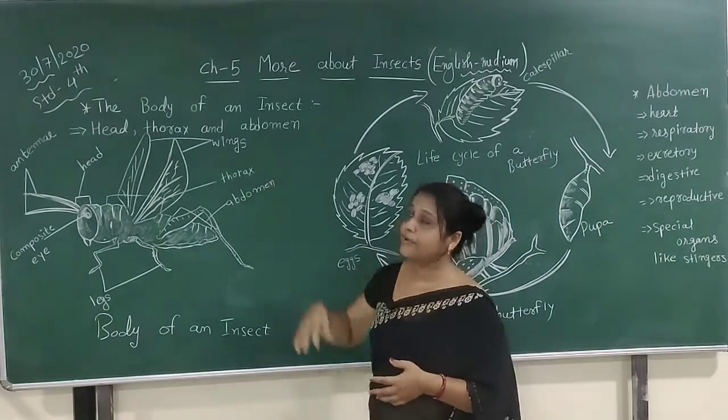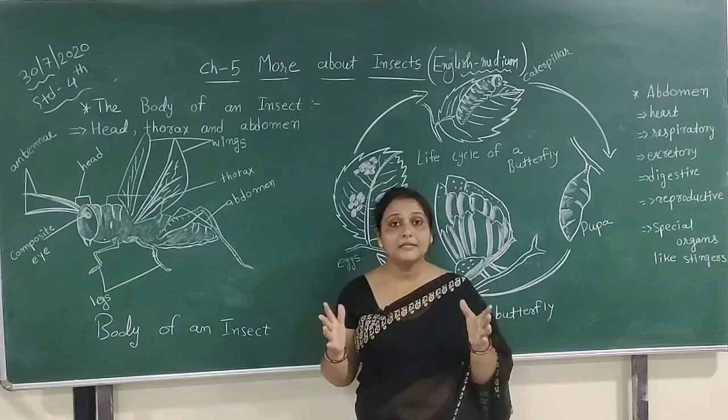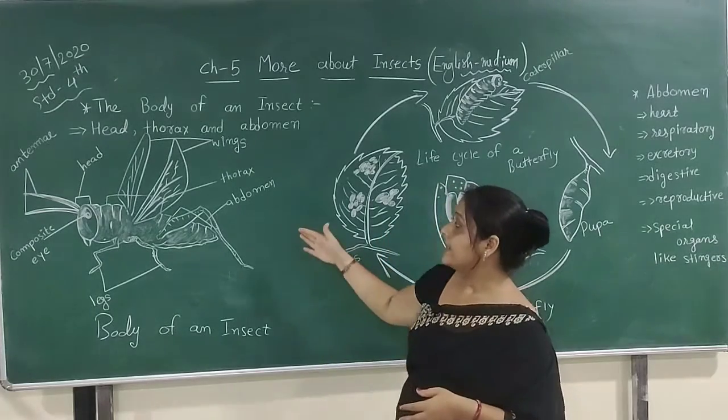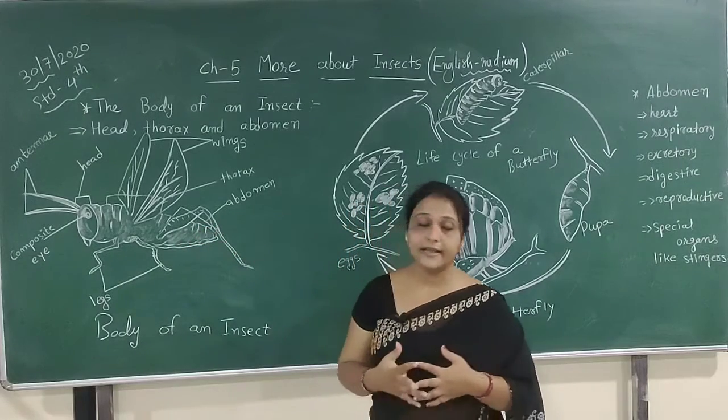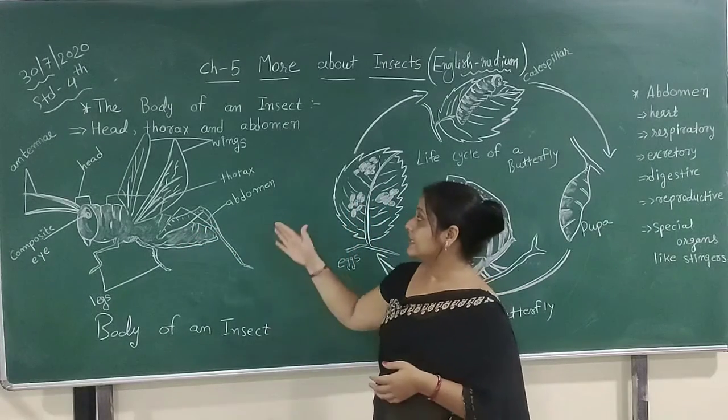Then after that, the abdomen, that means the stomach of an insect. In the abdomen you can also see the different parts available in the body of an insect.